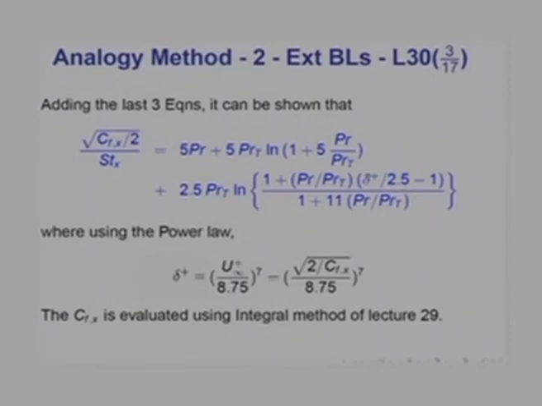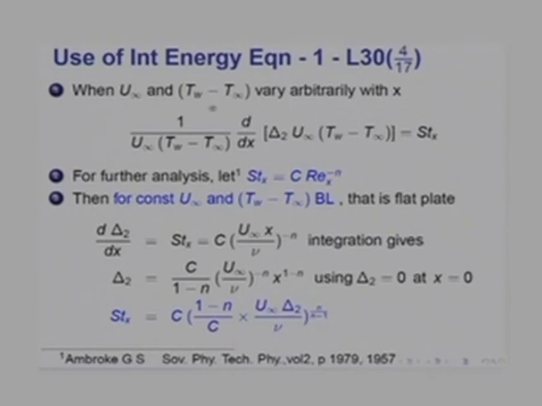Now, how do we evaluate delta plus here? Well, as you will recall, in the outer layers, the power law very well applies. So, instead of the logarithmic law, if we apply the power law, then simply delta plus is equal to U infinity plus divided by 8.75 raised to 7, or that is equal to this quantity. The Cf_x is evaluated by the integral methods of lecture 29. So, you substitute delta plus here as Cf_x, and Cf_x that appears here and here are both first evaluated from lecture 29 for a given situation, and that gives you the variation of Stanton number as a function of Reynolds number and Prandtl number.